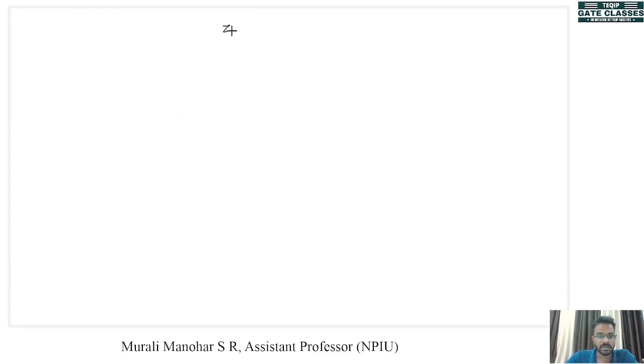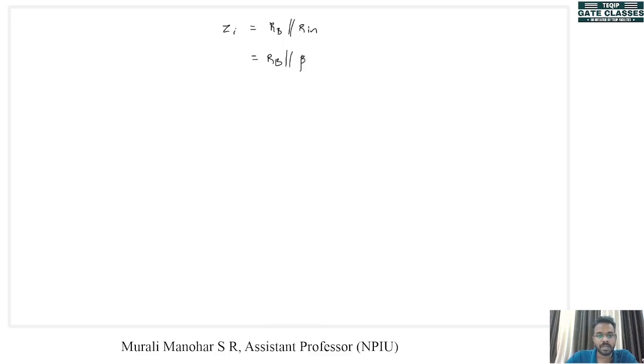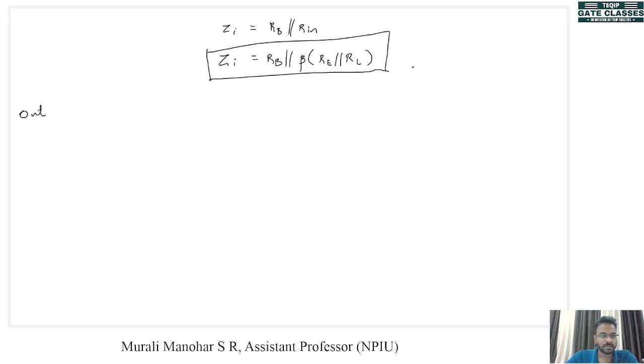So Zi, which is the input impedance, is Rb parallel Rn. Now this can be approximated as Rb parallel beta into Re parallel Rn. This is Zi. Now the last parameter is output impedance, which is denoted by ZO.